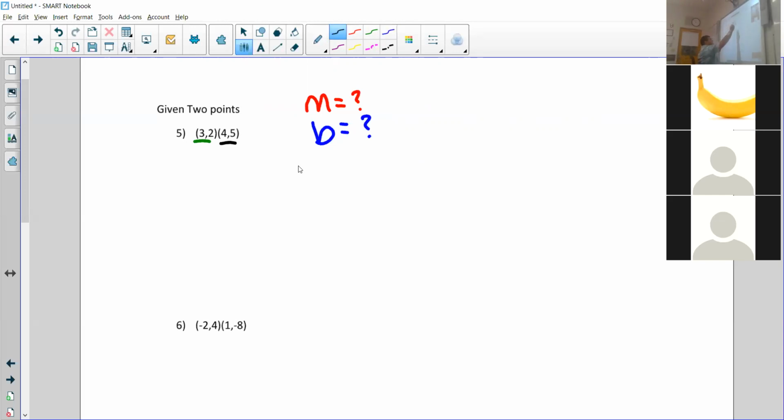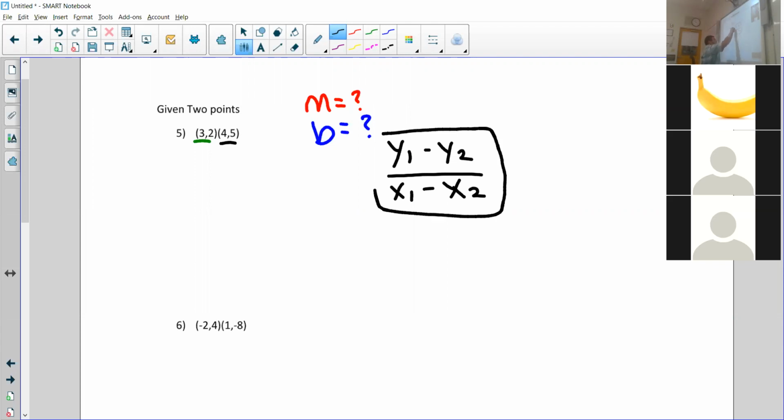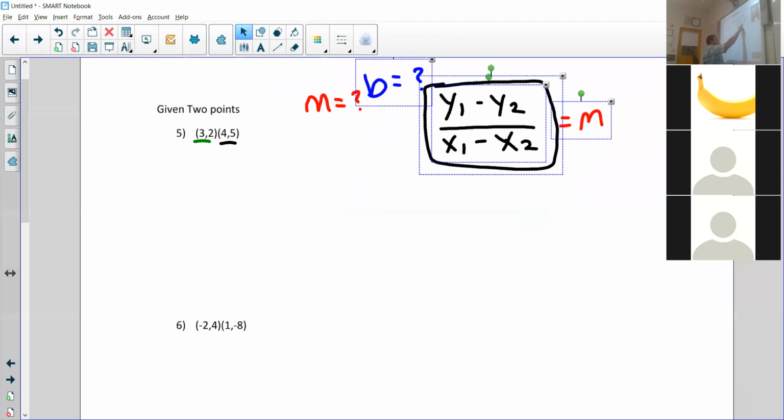If you remember, the slope equation is y1 minus y2 over x1 minus x2. You have to remember that for the test. I will not be telling you on the test. So you need to know this, okay? Star it, box it, whatever you need to do. We're going to use this formula to find M.